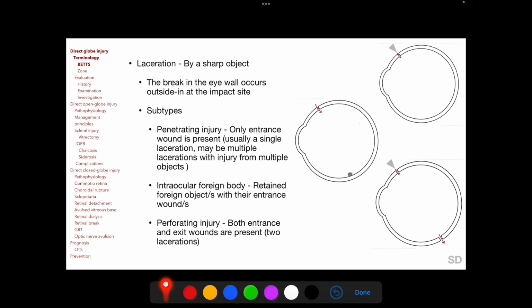Laceration is defined as a full thickness defect in the eye wall caused by impact with a sharp object, and during a laceration, the full thickness defect in the eye wall occurs by an outside-in mechanism at the site of the impact. Lacerations are further subclassified as a penetrating injury, in which there is only an entrance wound in the eye wall; intraocular foreign body, in which there is a retained foreign object along with its entrance wound in the eye wall; and perforating injury, in which there is both an entrance wound and an exit wound in the eye wall.